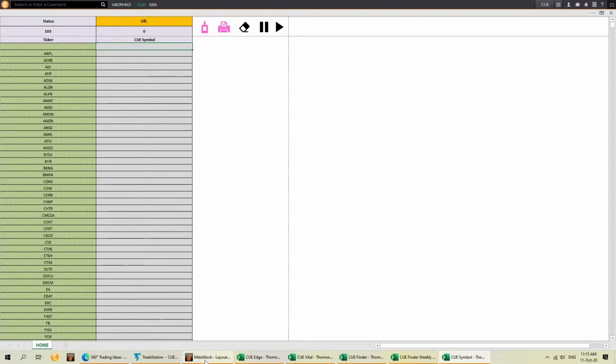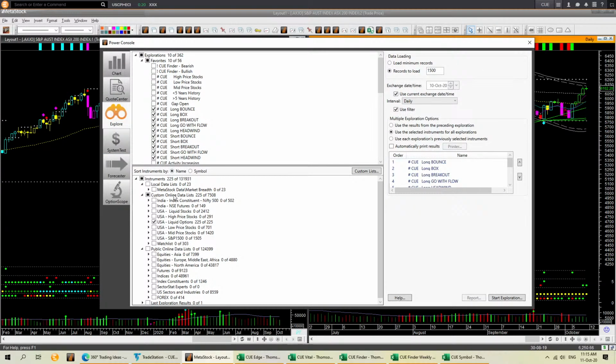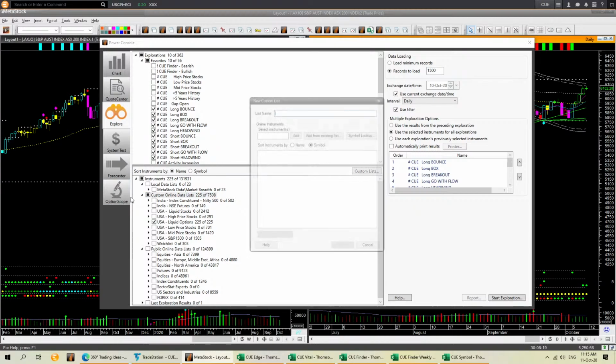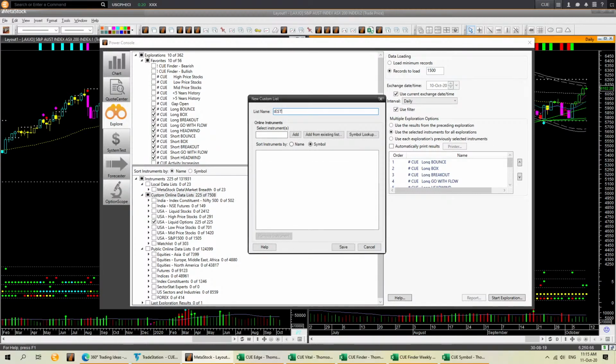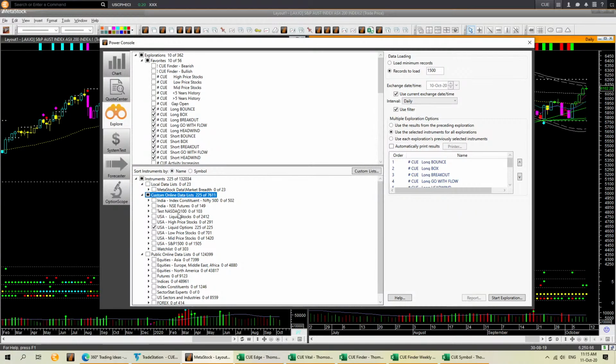Maybe it copied. Let me go back to Metastock, symbol list, custom online data list, new, test Nasdaq 100. Give a name, click on the white space below and paste using Control V, and see the symbols are here. And you may save it. So now you have successfully transferred the ticker symbols into Q symbols or definitive symbols, created a list on Metastock.